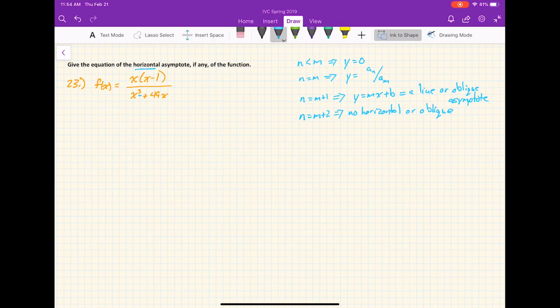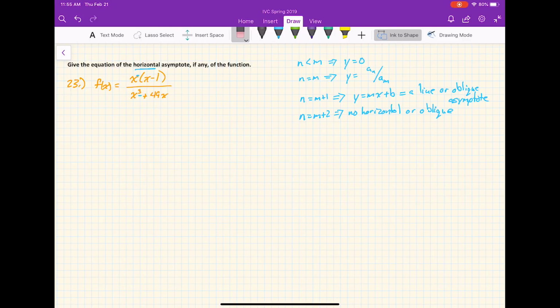So we're going to look at this, x to the third, the cubed part of it, and then x times the quantity x. So we're really going to get x squared. So n is the exponent on the top, and m is the exponent of the first term on the bottom. So we have 2, and 2 is less than 3.